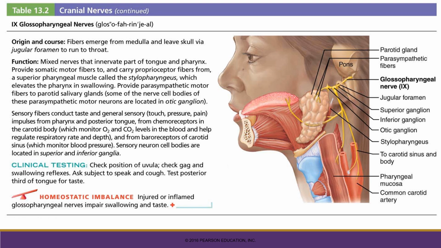Test the posterior third of the tongue for taste. You could if you really needed to. I've never done it. Homeostatic imbalance: an injured or inflamed glossopharyngeal nerve impairs swallowing and taste. If they're having troubles with swallowing, this is going to be an occupational therapist, usually in a hospital or nursing home setting, or with the elderly or stroke patients. So not usually what we do as chiropractors, but it's good to know.